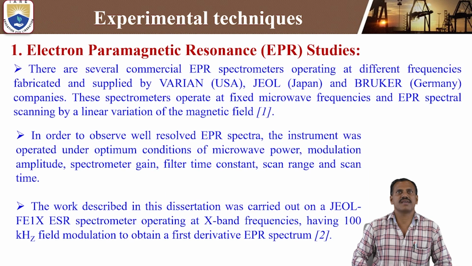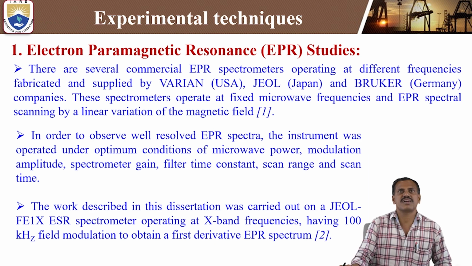First one is electron paramagnetic resonance, EPR studies. In EPR studies, we are going to study the unpaired electrons, how many electrons are there in the outermost orbital electron configuration. That we are going to study as the structural properties in EPR studies.